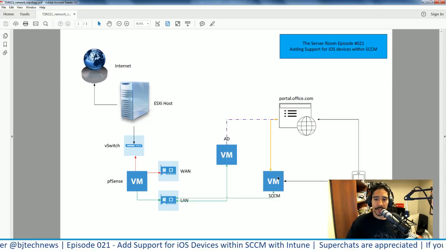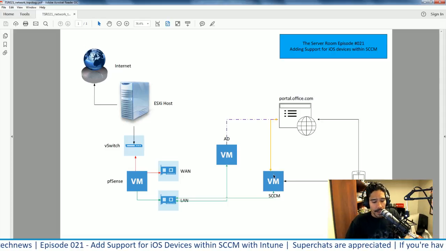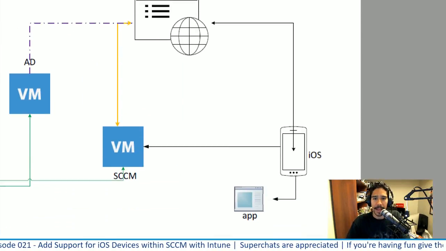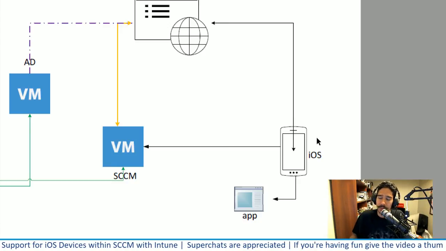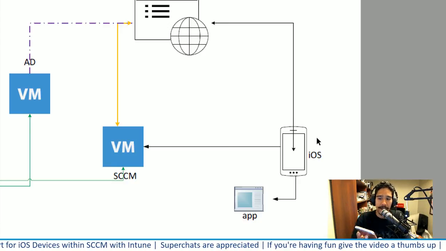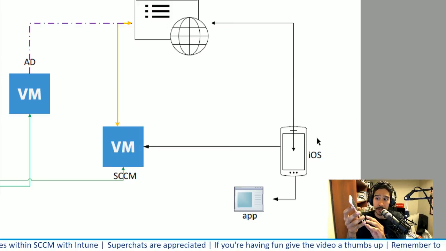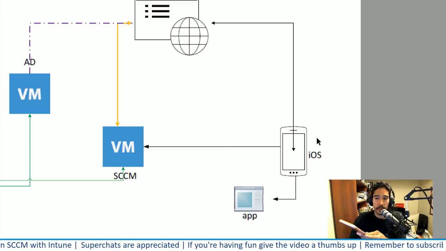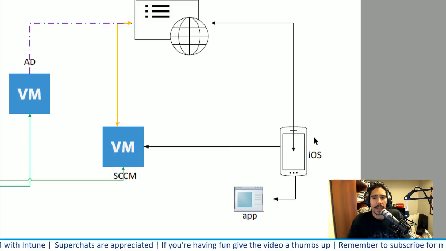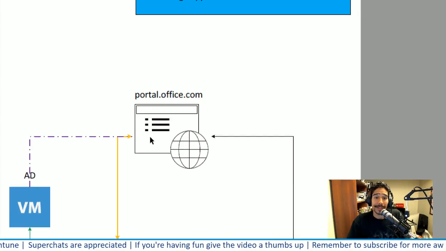I have another virtual machine, which is my SCCM, and I'm going to zoom in for you guys so you can take a little look. Right here, we have an iOS device, and this is a special application that you need to download or tell your users to install for the management to start. Then we have our portal.office.com, which is basically our Intune subscription account.